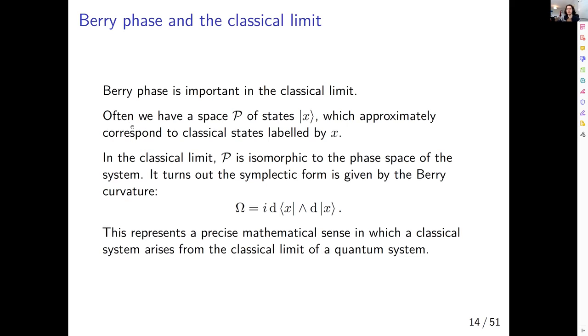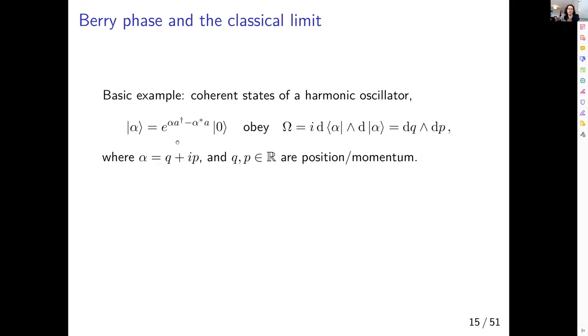You isolate, and the states we're interested in are just the coherent states of that harmonic oscillator. These are parameterized by a complex number alpha, and you can use these as states which approximate classical states with position Q and momentum P. And the Berry curvature of these states is just the ordinary symplectic form of a harmonic oscillator classically, so dq wedge dp. So in this case, the parameter t has been replaced by alpha.